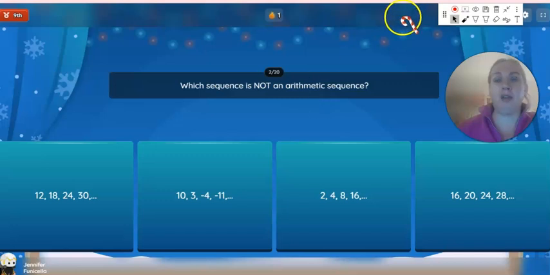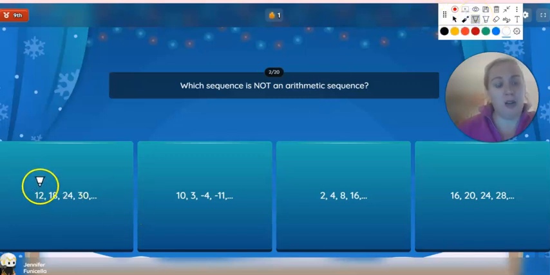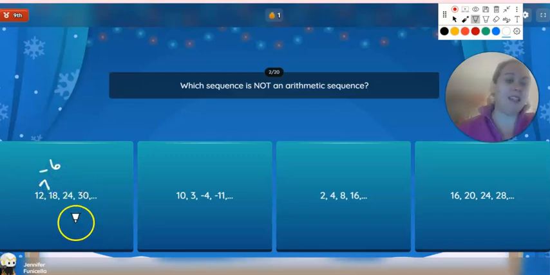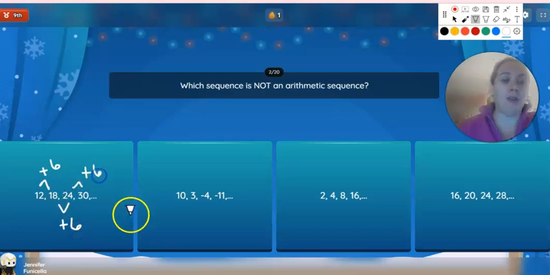Same thing, which one is not arithmetic? So our numbers are getting smaller. For this first one, we're going down by 6. I'm sorry, up by 6. They're getting bigger. 12 plus 6 is 18. 18 plus 6 is 24, and 24 plus 6 is 30. So that one passes the test. It looks good so far.